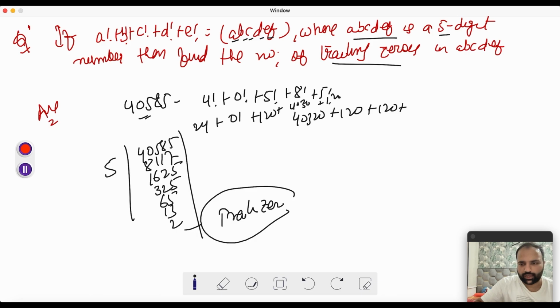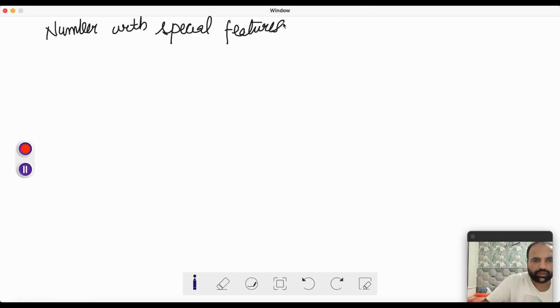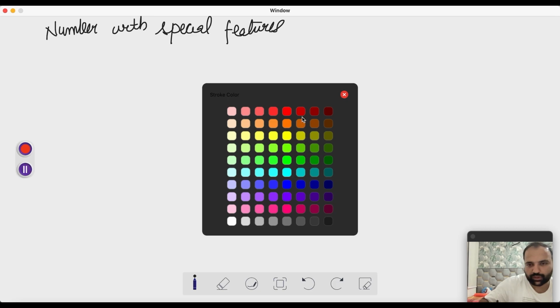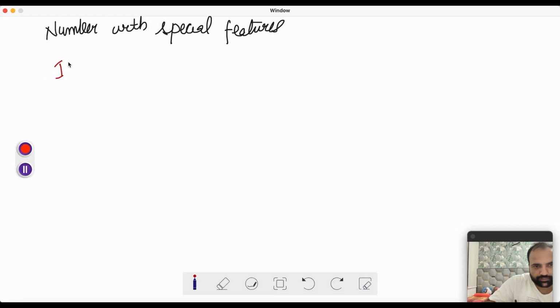Now we'll do another concept. Now we'll do the second part, numbers with special features. Okay, so we'll see some numbers in Factorial and how they play out. So the first one is 11. The first one would be 11 factorial. See, generally what happens, let's say you can take what is 11?